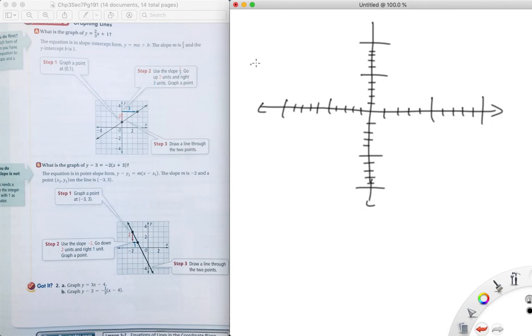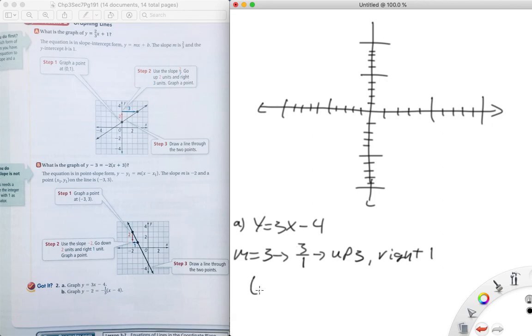My first equation is y equals 3x minus 4. This is in slope-intercept form. We have a slope of 3, so we can rename this as 3 over 1. So my rise is up 3 and my run is to the right 1.